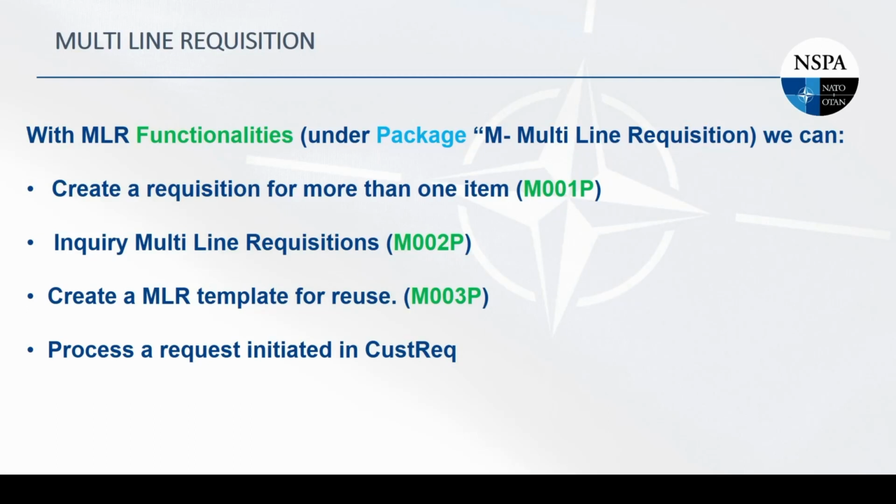Now, with the multi-line requisition, the MLR, we can create more than one requisition in one process. We can search for existing multi-line requisitions we already processed. We can create an MLR template for reuse, meaning once we processed an MLR, we can save it as a template that we can reuse later if we want to procure or request the same items again. And we could process a request initiated in CusTrack.